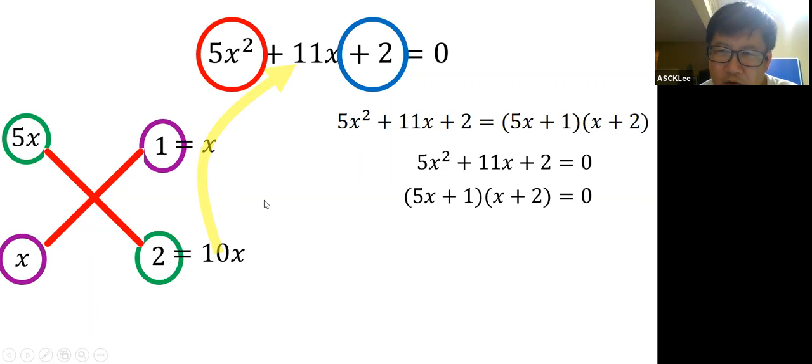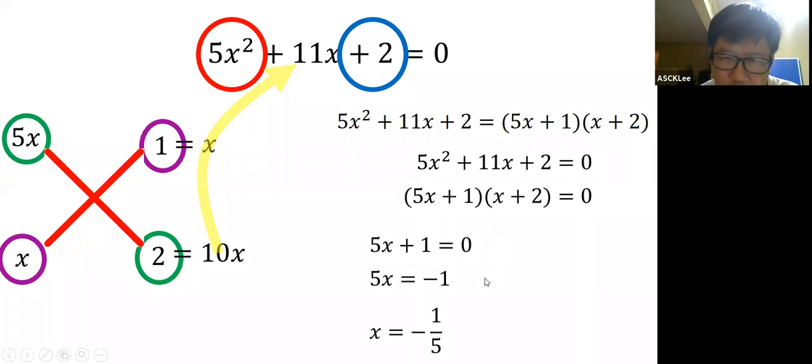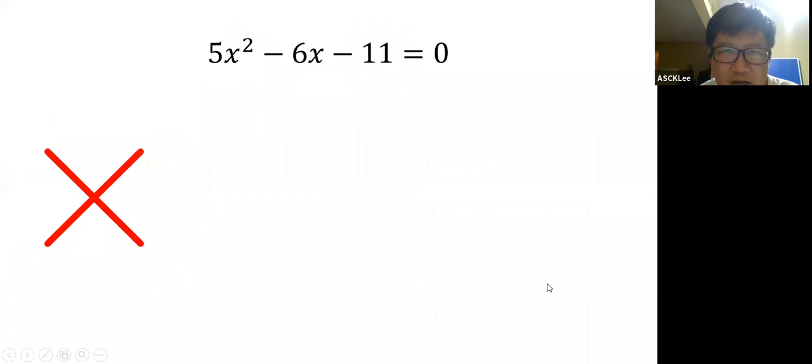All right, so write out your question again and write out the left side in terms of your factors, okay, and apply the zero product property or zero product rule, and you get one solution is minus 1 over 5 and the other solution has to be minus 2. Very easy. Another one, all right, another one.